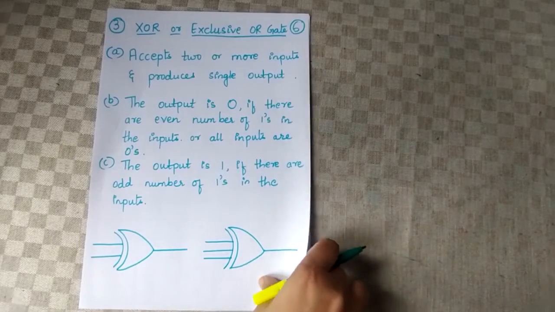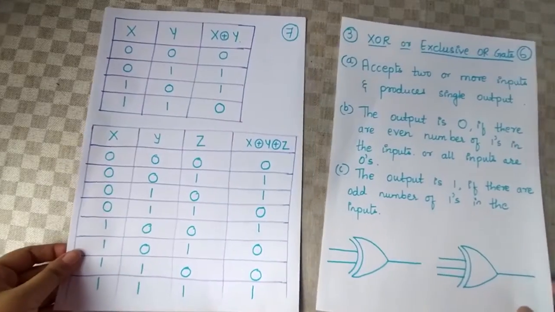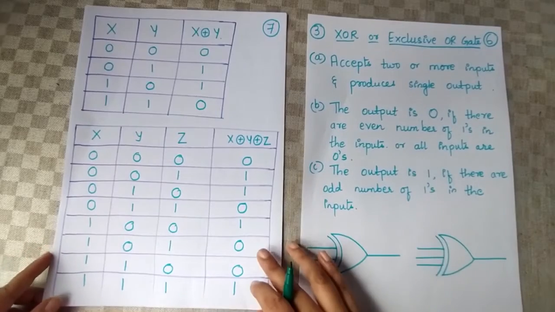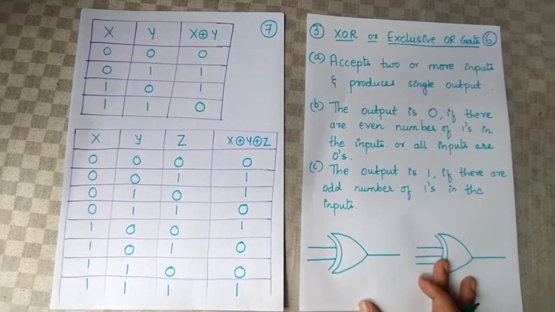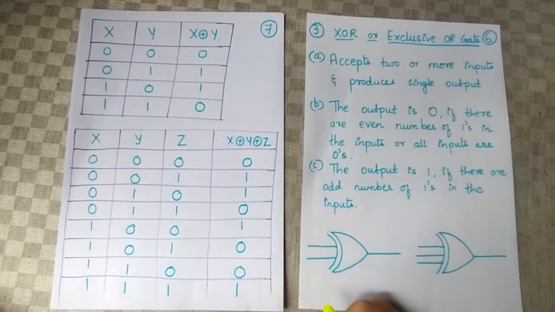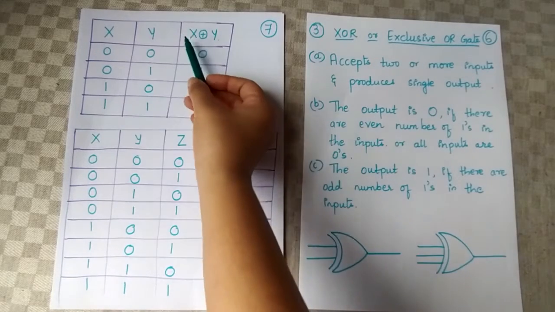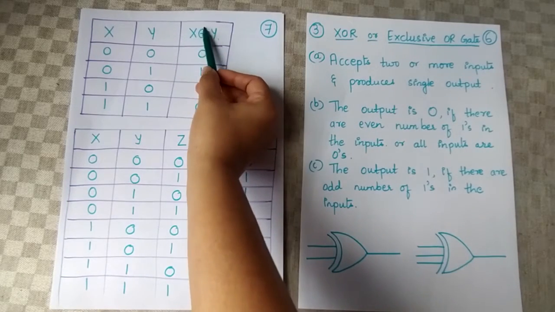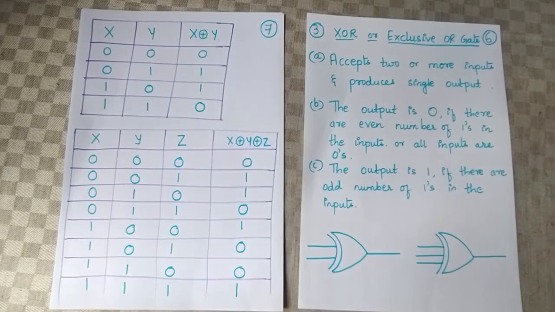Now we'll see how to draw the truth table for the exclusive OR gate. Let's take the XOR gate for 2 inputs. 2 inputs means we should get 4 combinations of values here. And here the resultant, if you observe, we show X plus enclosed with a circle and Y for the XOR gate.